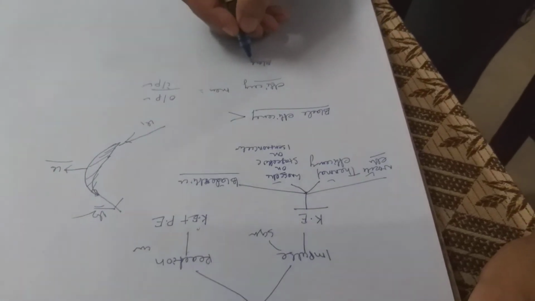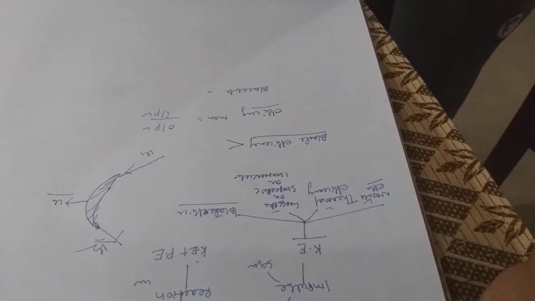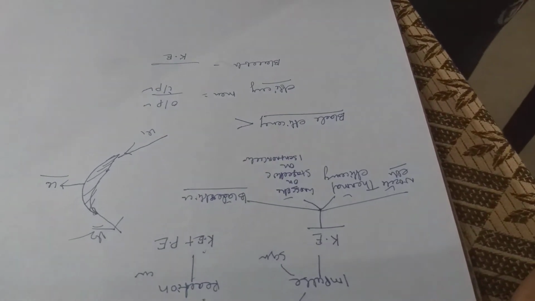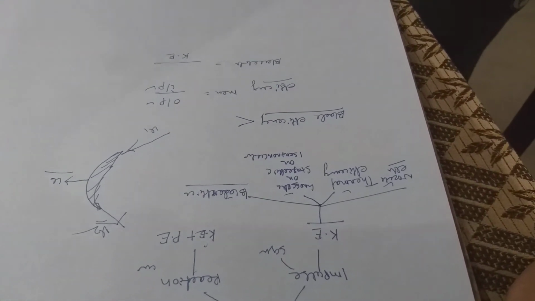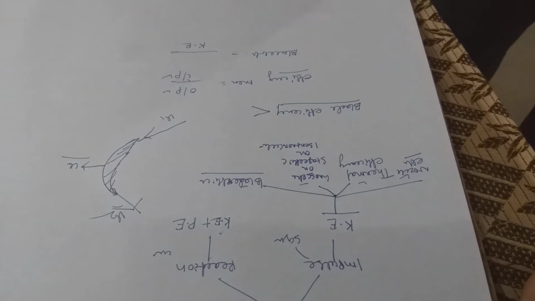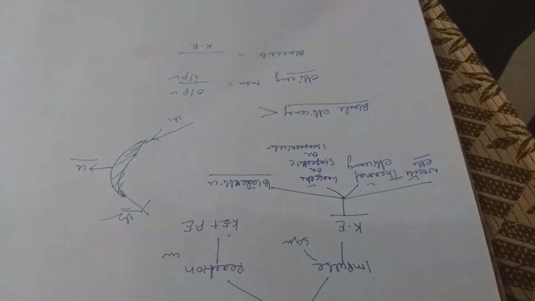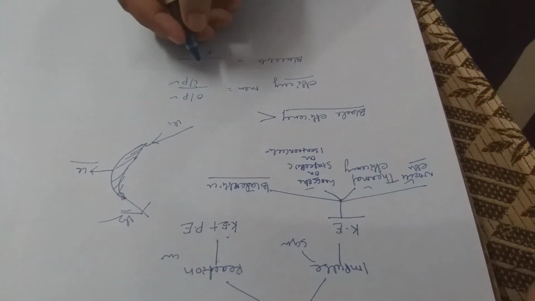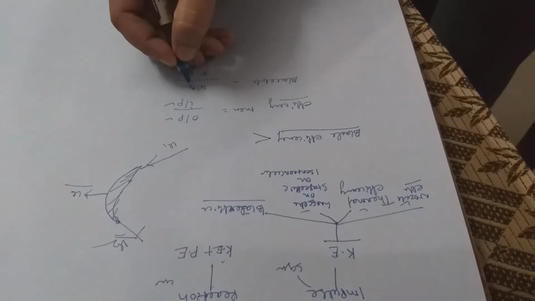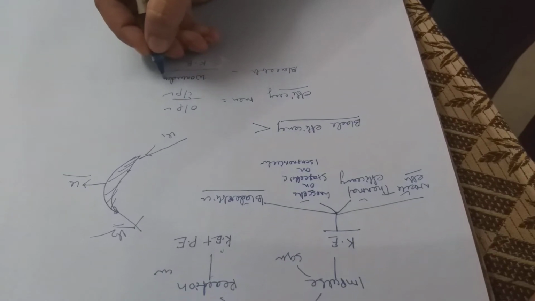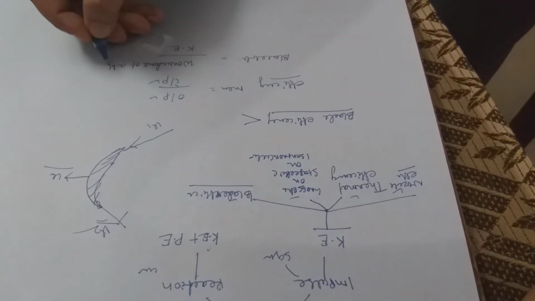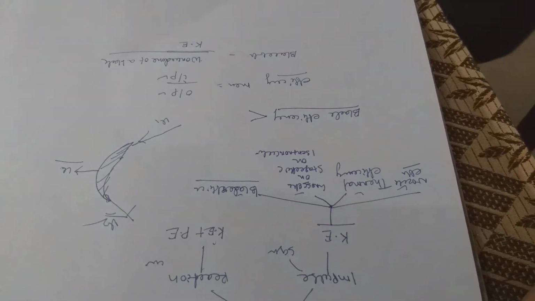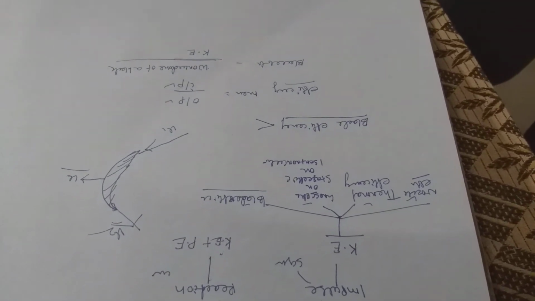For blade efficiency, what is the input? The input is kinetic energy, because through the nozzle the velocity increases and the striking velocity's kinetic energy is used to rotate the turbine blade. The output is the turbine rotation, which is mechanical work, also called the work done by the blade. So blade efficiency is the ratio of the work done by the blade to the kinetic energy.